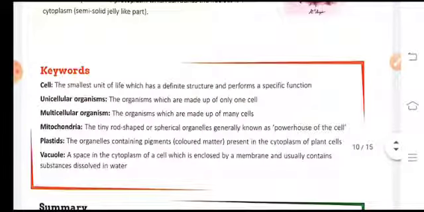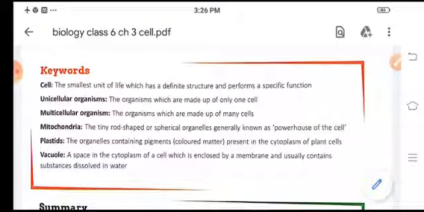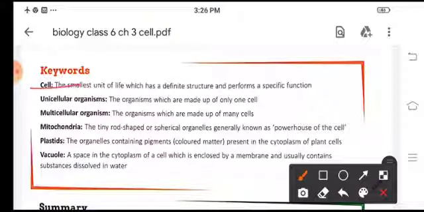And here are the keywords, children. So learn all these keywords like what is a cell, what are unicellular organisms, multicellular organisms, mitochondria, plastids, vacuole. Okay, so this is all for today, and this chapter is completed.